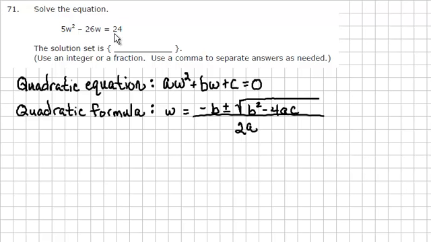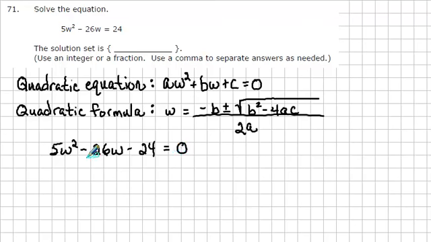So to get started, let's subtract 24 from both sides. That gives us 5w squared minus 26w minus 24 is equal to 0. Now that the equation is set equal to 0, we have some different options.